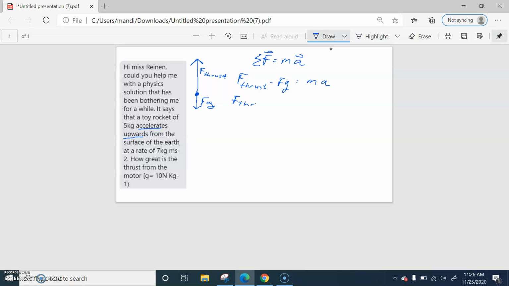Thrust is what we're solving for. The formula for Fg is mg. Some people just put mg instead of Fg. You can do whatever. College Board doesn't care.